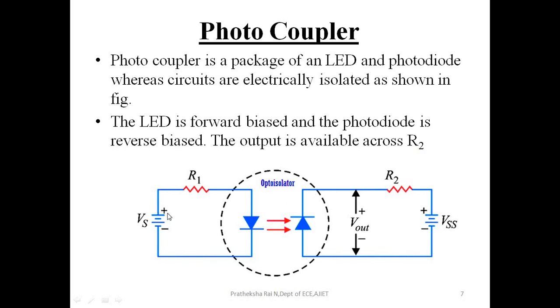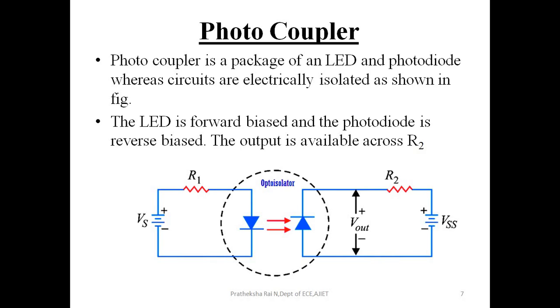The LED will convert electrical energy into light energy, right? So it converts an electrical input signal into light, and the photodiode detects the incoming light, and based on the incoming light, it generates corresponding electrical energy. So this is the working principle of the optoisolator or photocoupler. It's very simple and interesting.